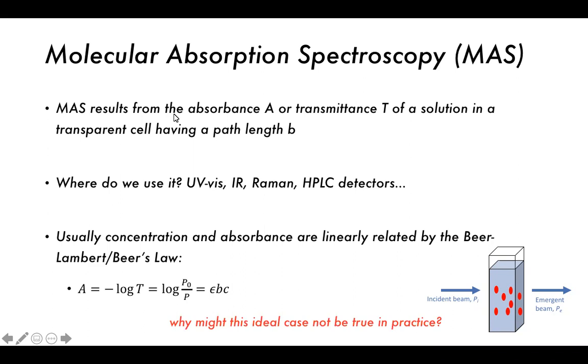So why might some of these things not be true in practice? We discussed this back whenever we discussed the Beer-Lambert law before, but there are many different things which can cause the absorbance not to be linearly related to the Beer-Lambert law. Some of these things can result from, for instance, interactions of the two molecules with each other, or well, of the absorbing species with itself.